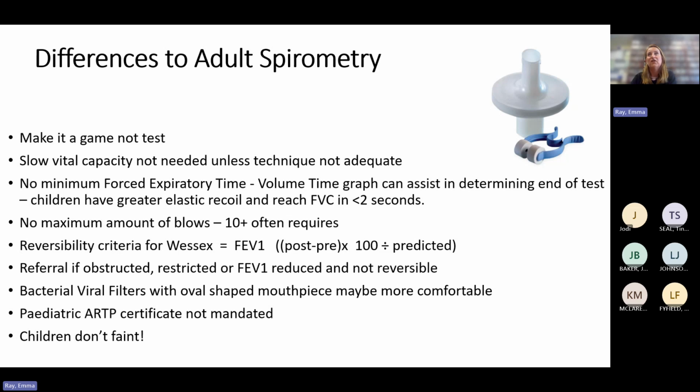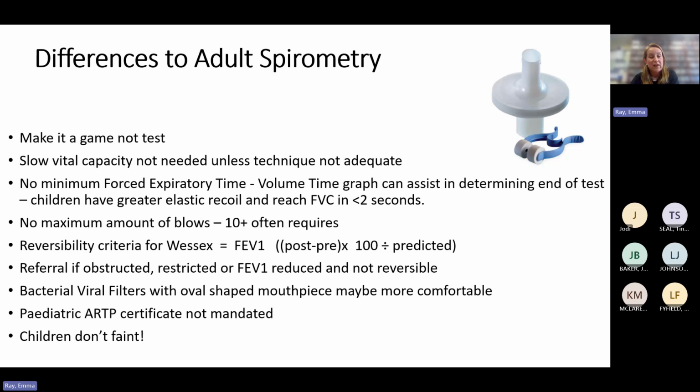I think if you've done some courses in spirometry, you feel confident to do it in adults, you may have got your ARTP qualification. It's not a huge jump to do it in children. So don't worry too much about achieving the qualification. But if you really want to, obviously that would be fantastic. But we're all busy people. If you've got other things you need to be doing that take priority, then concentrate on that.